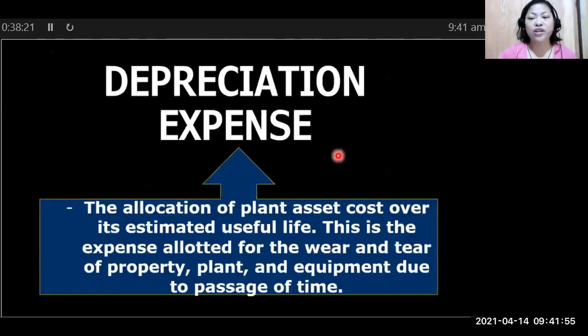The next transaction is the depreciation expense. This is where you see your accumulated depreciation, furniture and fixtures, your PPEs, your equipment, machineries. We use depreciation expense because, what is depreciation expense? This is the allocation of plant asset cost over its estimated useful life. This is the expense allotted for the wear and tear of property, plant, and equipment due to passage of time.